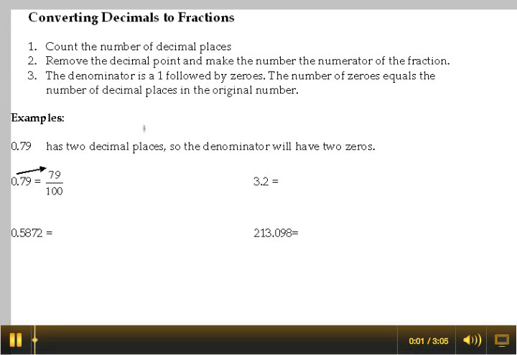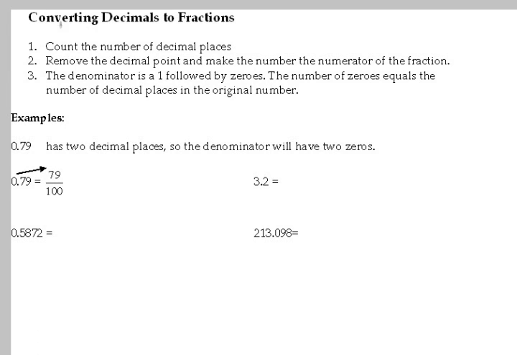Hi, in this video we're going to talk about converting decimals to fractions. We need to follow these steps. We count the number of decimal places, and that tells us the number of zeros that we're going to need in the denominator. So let's take a look at this first example, 0.79 or 79 hundredths.